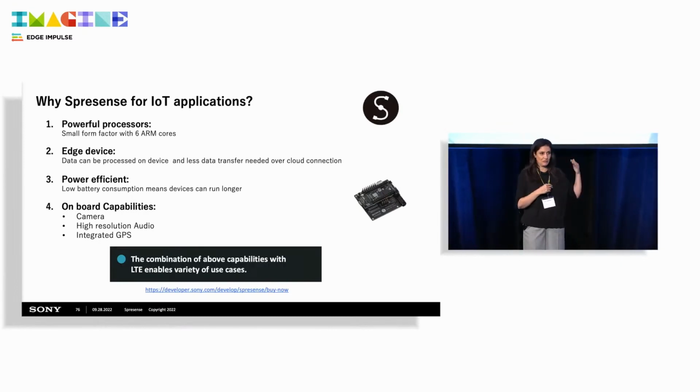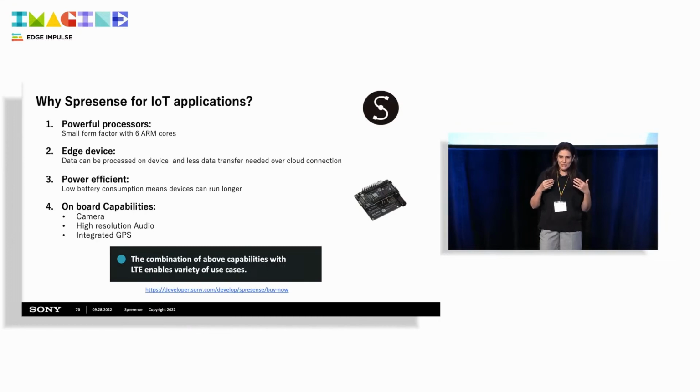Of course, you can communicate with the cloud, but all of us know you don't want to, that's going to be expensive, that's going to be only one way. So for the recent application, we try to do everything at the edge. So with 6 cores, you can do a lot with Spresense. Not only does it have powerful processors, it gives you this edge computation possibility that you can use.